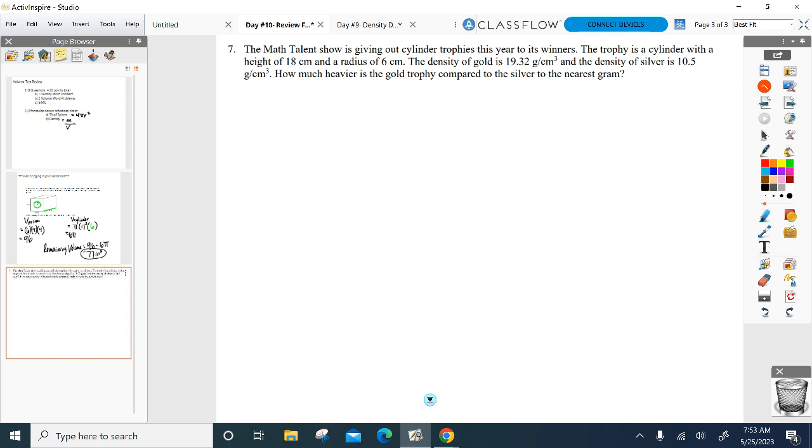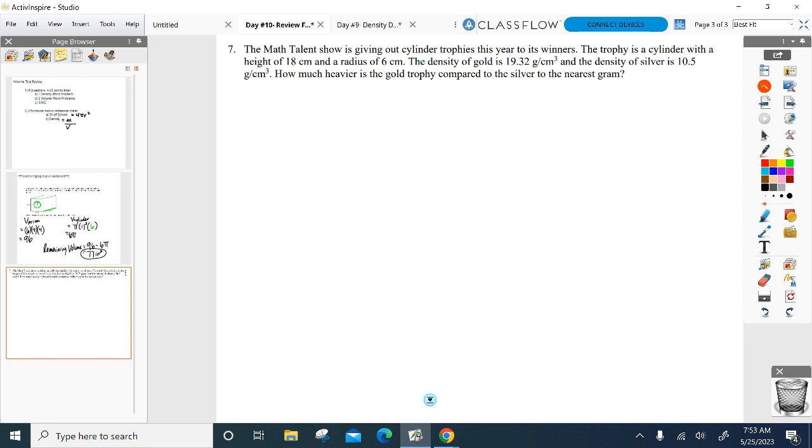The old math talent show. Oh, what a tradition. We're going to give out cylinder trophies to this year's winners. How much heavier is the gold trophy compared to the silver to the nearest gram?